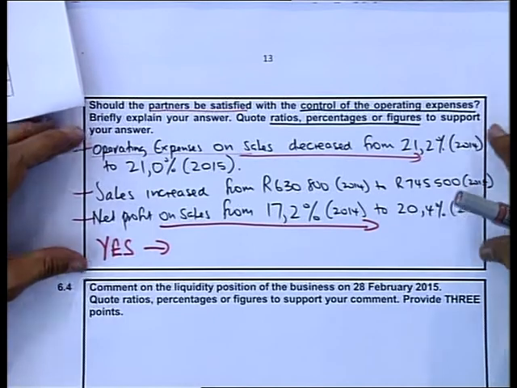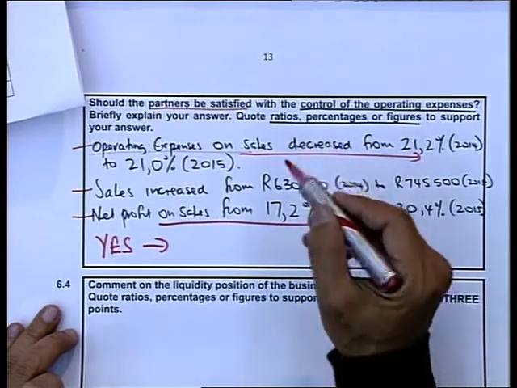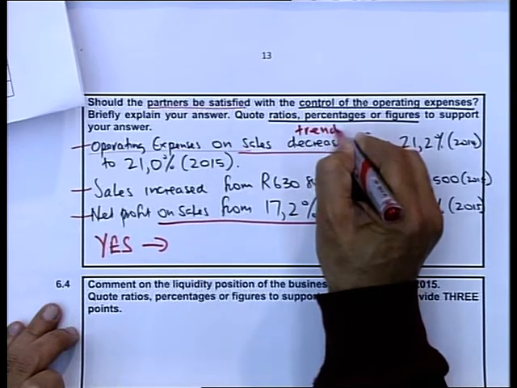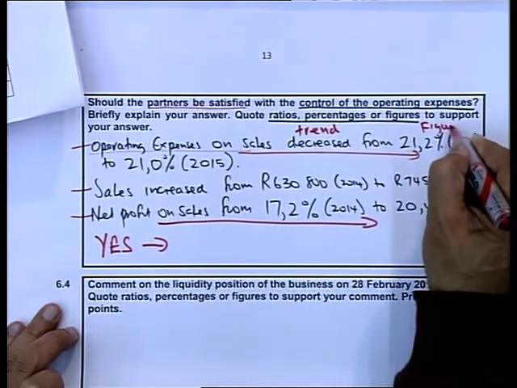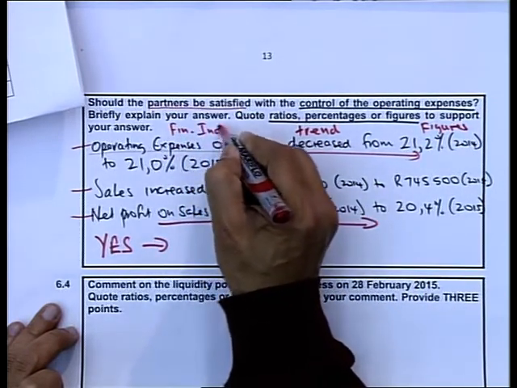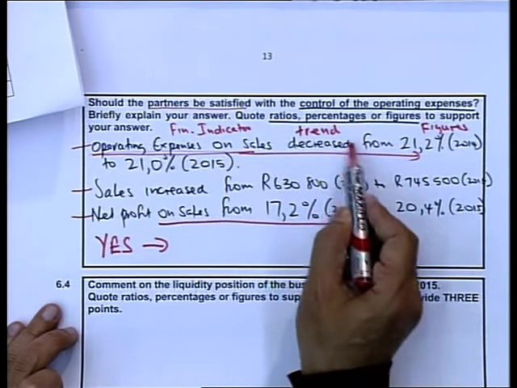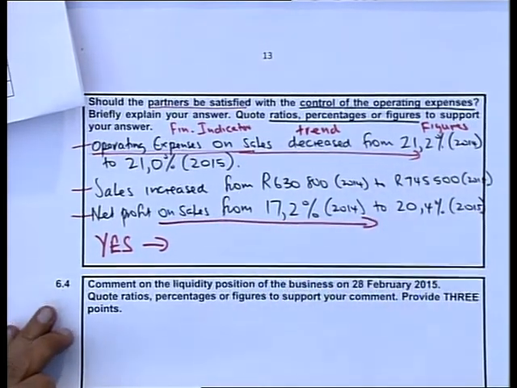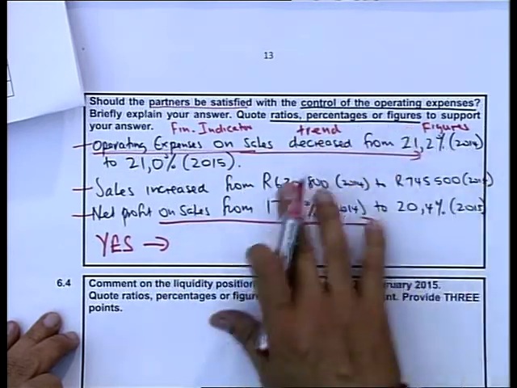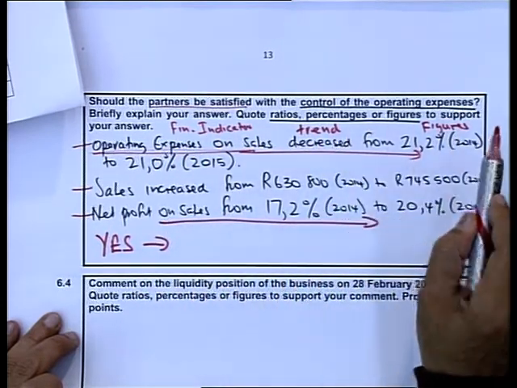Grade 11, very important, you need to make sure that you quote the financial indicator, the trend, the increase or the decrease, that's the trend, and then you supply the figures, okay? That's financial indicator. First mention the financial indicator, then we talk about the trend, and then you supply the figure. Whenever you give a comment and they're saying, quote, ratios, percentages, and figures to support, you do it in this particular order, please. First the financial indicator, then the trend, then the figure.